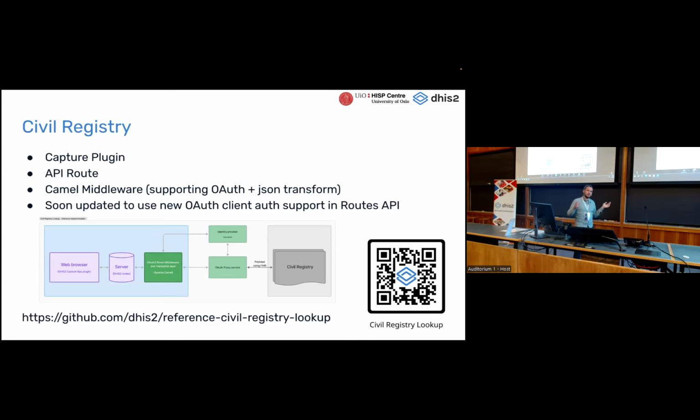So you basically can just use a capture plugin, install it from the App Hub, or modify that slightly, and then be able to communicate with a civil registry that's protected with OAuth using the routes API that we have built in 42.